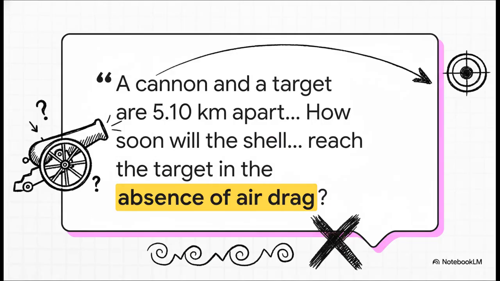Here's the problem, word for word. It asks how soon a cannon shell will hit a target that's 5.1 kilometers away, and it specifically tells us to ignore air drag. It seems simple enough, right? But like I said, there's a really cool physics principle hiding in plain sight here.